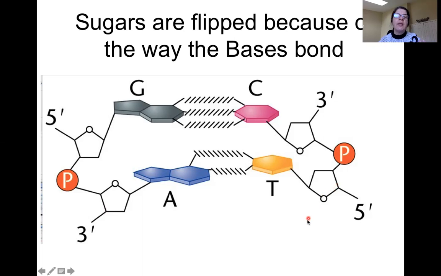Now you may wonder why that is. And without going into too many details, I will tell you that it has something to do with the way the bases match up, the G and the C and the A and the T. So the way they match up, they need to line up in a certain way and form the hydrogen bonds, dictates the fact that you need to flip the sugar upside down so that the C now matches up very well with the G on the opposite strand.